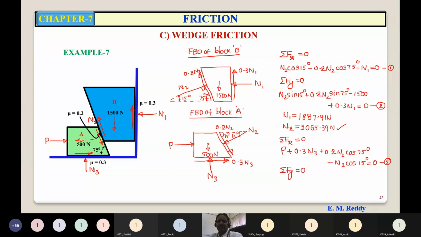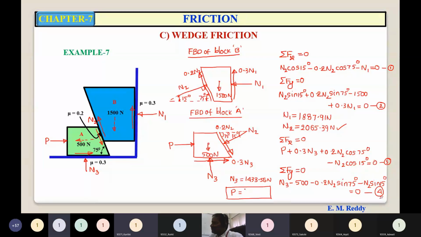And summation Fy is equal to 0: plus N3 minus 500 minus 0.2 N2 sin 75 minus N2 sin 15 is equal to 0. Solving equations 3 and 4, you can have N3 and P. N3 is 1433.56 Newton, and P is 1458.03. Yes, P is 1458.03. This is the right answer.